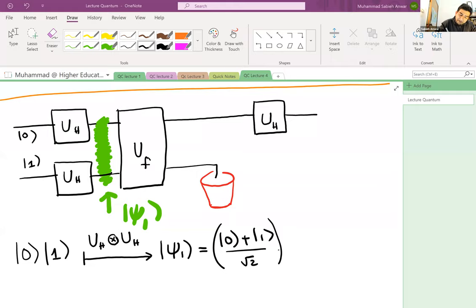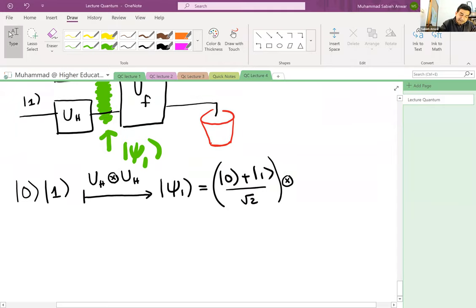No, Iram, we've just defined the exclusive OR gate in this fashion. Okay, ket 0 becomes, after the Hadamard gate, 0 plus 1. And let me reintroduce the tensor product for clarity. The second qubit, ket 1, goes to 0 minus 1 over under root 2. Okay. Now, this is my state psi 1.